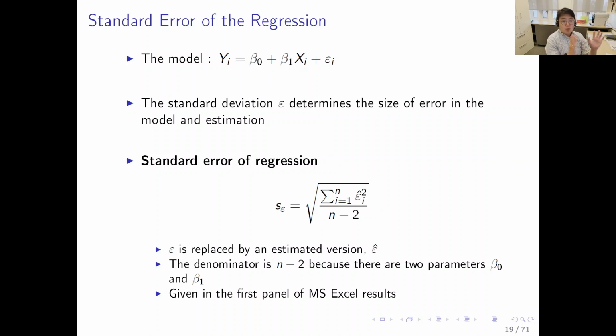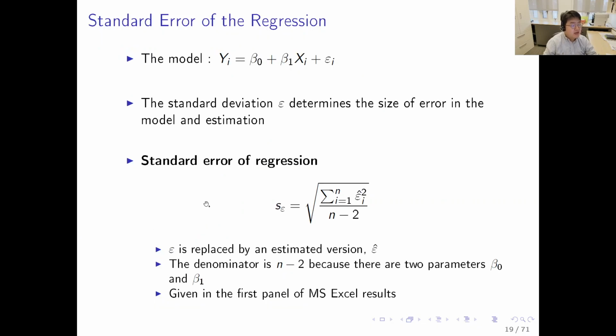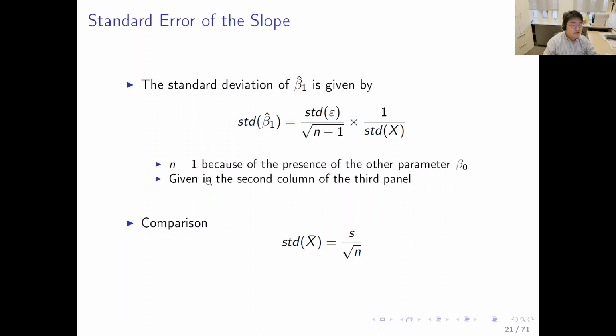Okay, so we learned how to calculate the deviation of epsilon, and that is called the standard error of the regression. And we find that number here, right? This is the standard deviation of the error term. And then, based on that, we can calculate the standard deviation of the estimator, right? So actually, the accuracy of the beta estimator depends on the standard deviation of the error term.